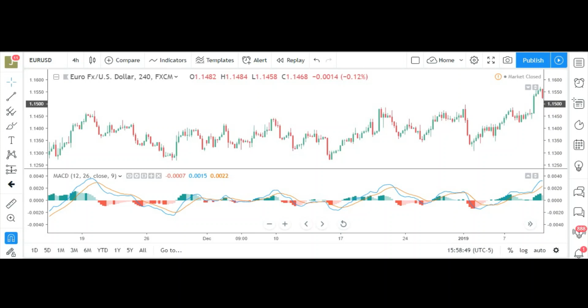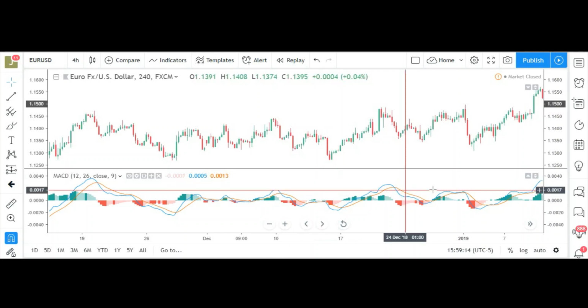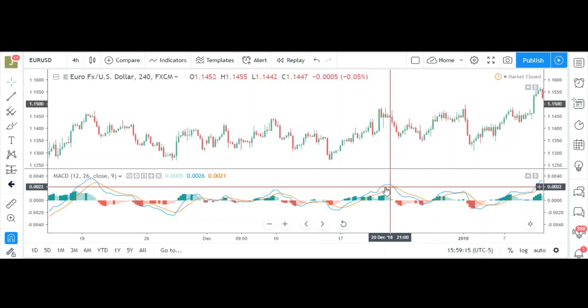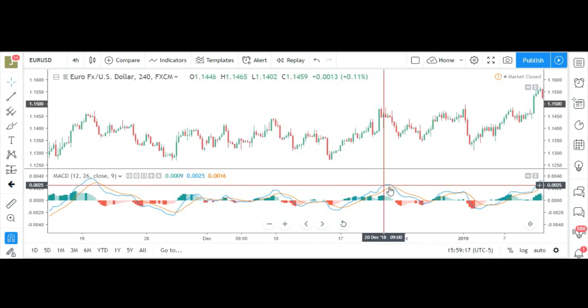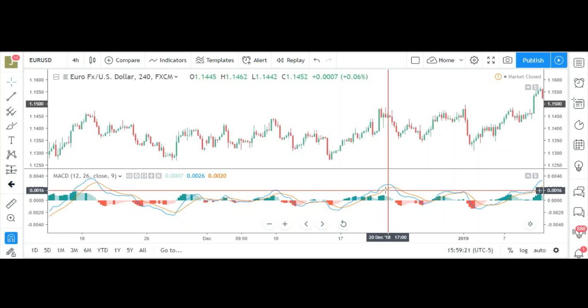Today we're going to be going over the MACD indicator and how to trade with it. The MACD indicator stands for the moving average convergence divergence, and what it does is it plots two moving averages. Right now I have mine set to 12, 26, 9. It's the most commonly used one, and it's very practical to use, very intuitive. There's a lot of information when looking at the MACD.